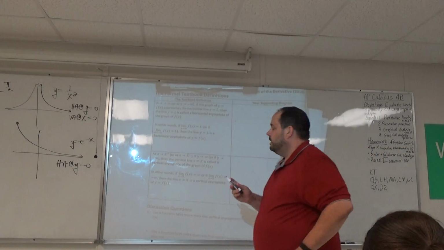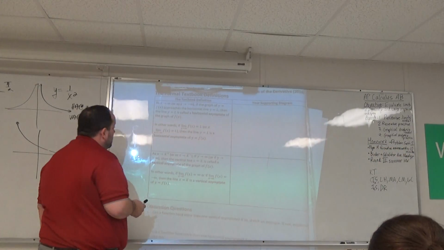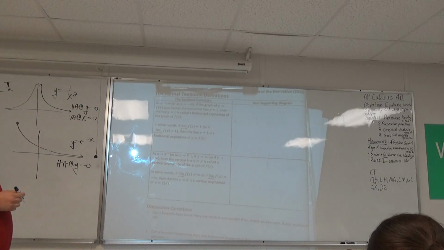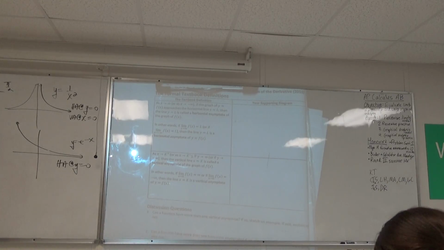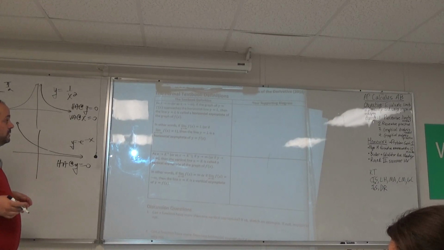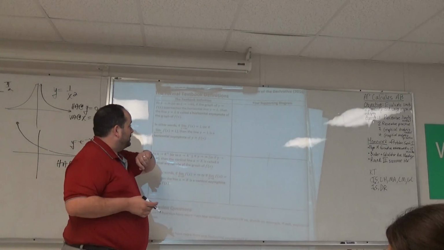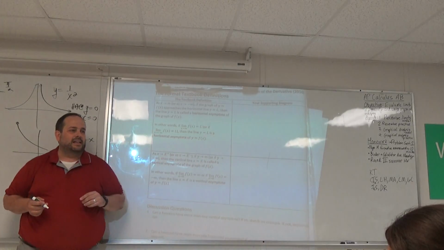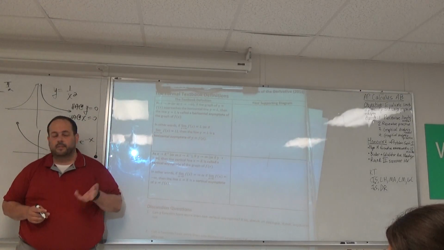As x approaches infinity, or as x approaches negative infinity, if the graph of y equals f of x approaches the horizontal line y equals L, then the line y equals L is called a horizontal asymptote of the graph of f of x. This is the textbook definition of a horizontal asymptote. If you were to go home tonight and look up horizontal asymptote in your calculus textbook, this is what you're going to see.